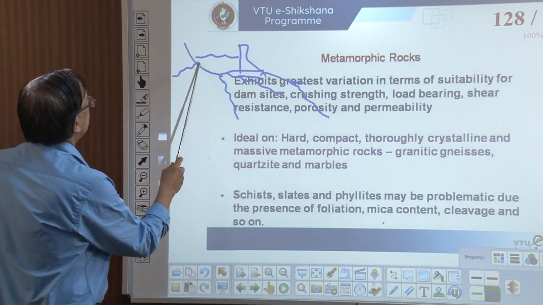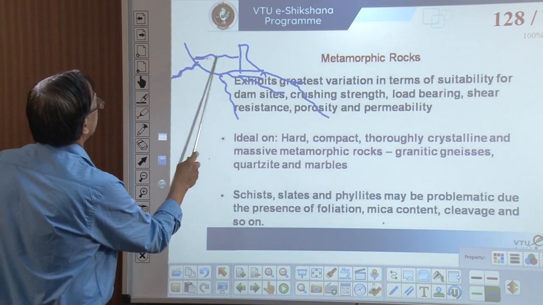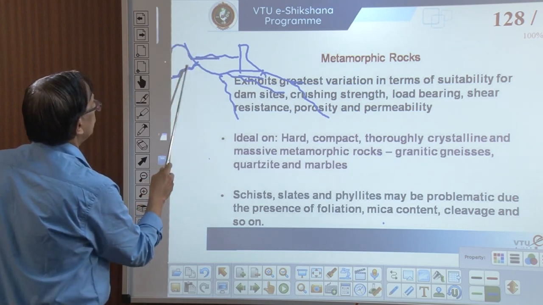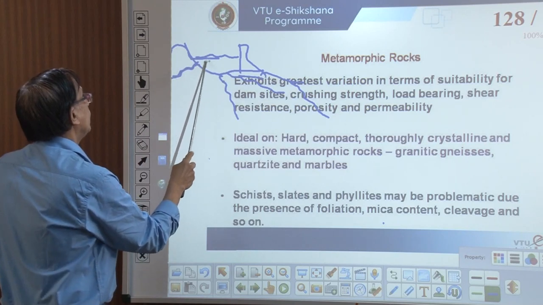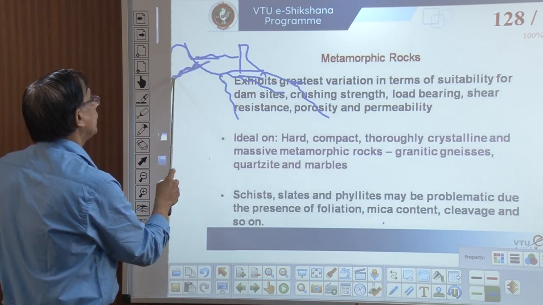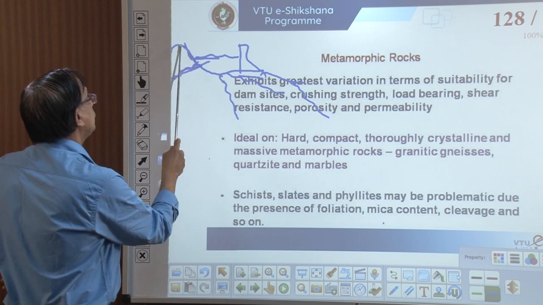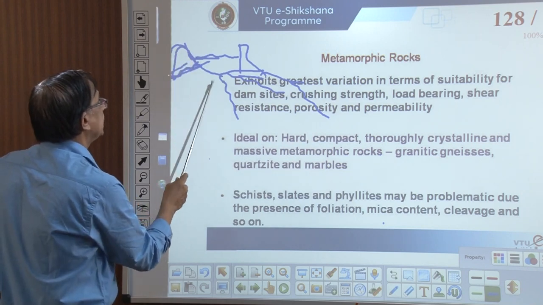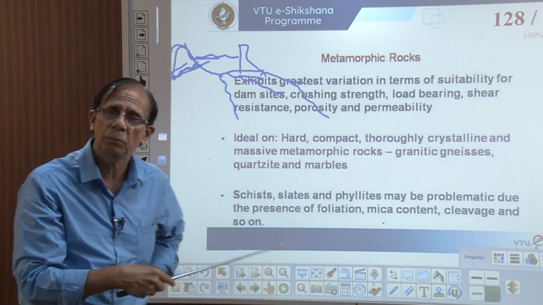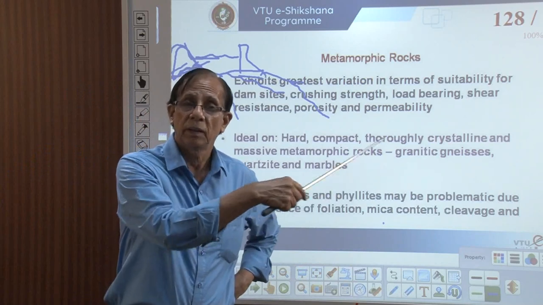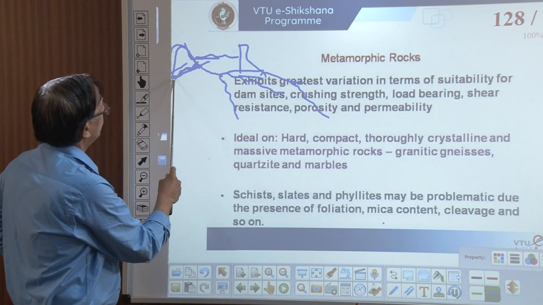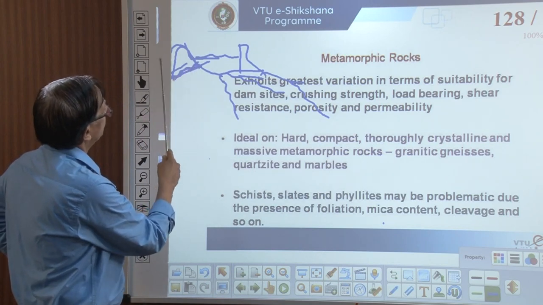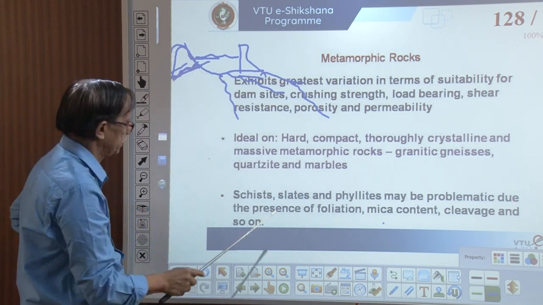If the unconformity is submerged under the reservoir, and this is the hill, that is the abutment or side, seepage of water may take place along the unconformity. It may lead to collapse or sliding. I have quoted the example of Lakhia Dam. Therefore, an unconformity on the abutment sides of the reservoir is dangerous.